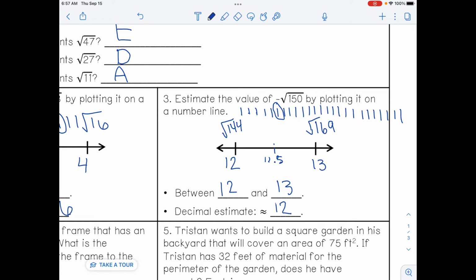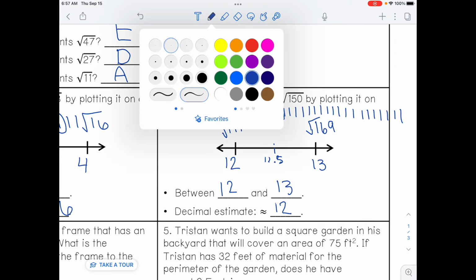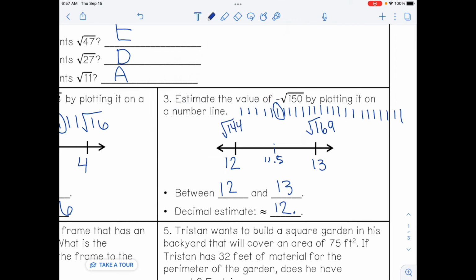Definitely 12. From here, 1, 2, 3, 4, 5. So we have that right there. So we could say maybe the middle of the middle. So let's go with 12.3.